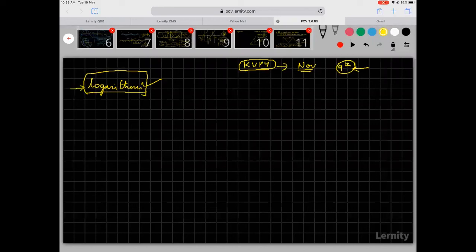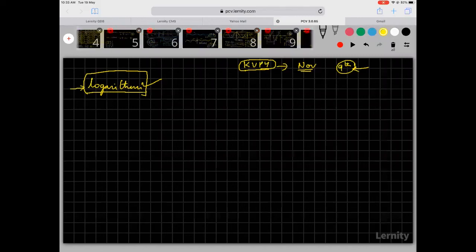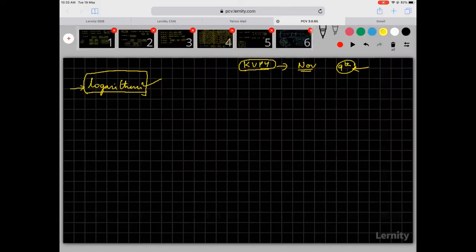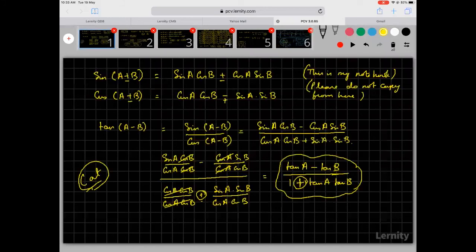Today I'll just give you the definition of logarithms. Before that, I'll just show you the slide so that those of you who want to take snapshots can take. And then I will introduce logarithms. Next class we will do the rest.